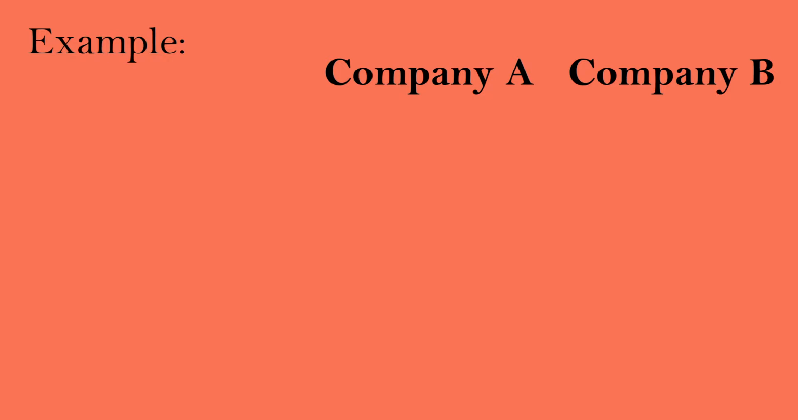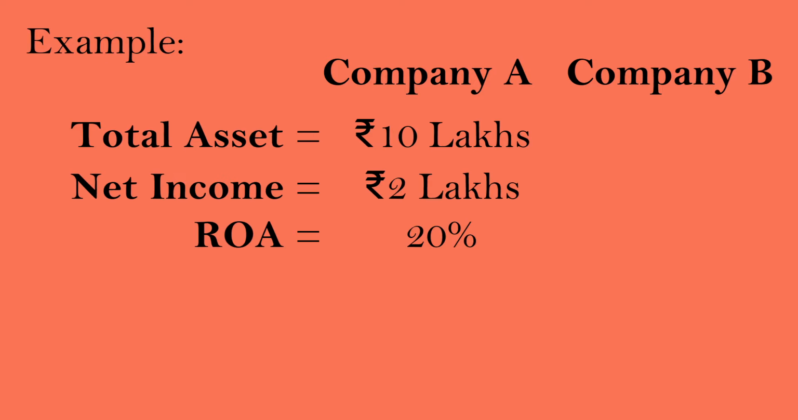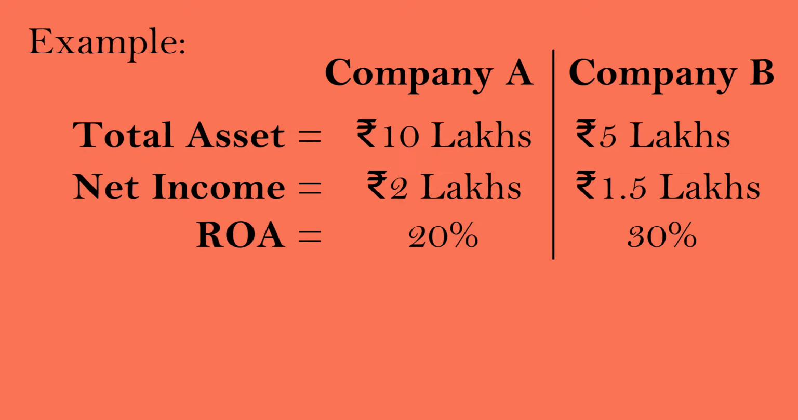For example, take company A and company B. Company A's asset worth is 10 lakh and it generates net income of 2 lakh. Then return on asset is 20%. In company B, total asset is 5 lakh and net income is 1.5 lakh. Then return on asset is 30%.